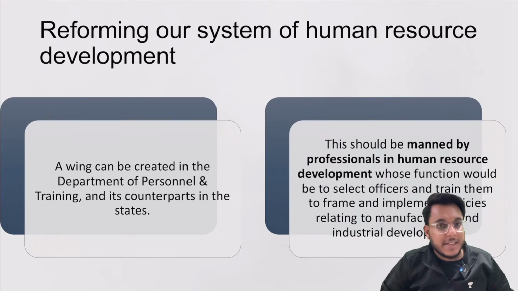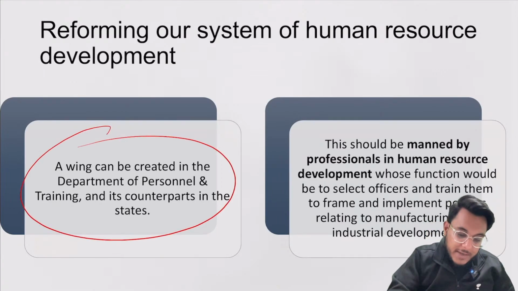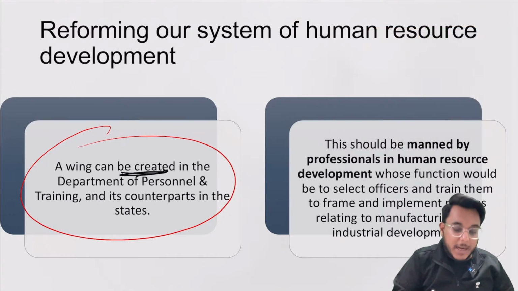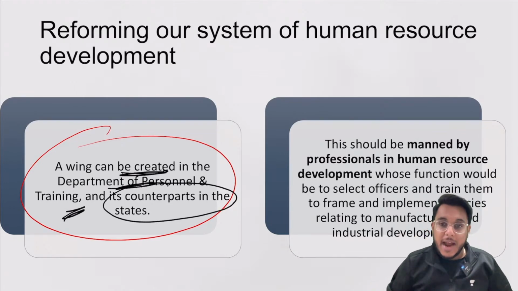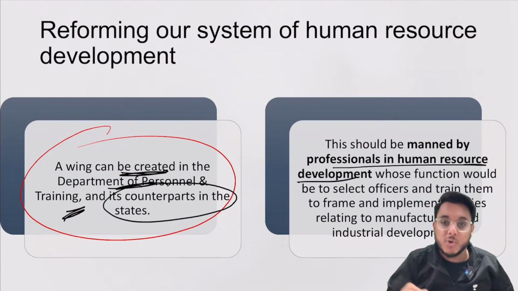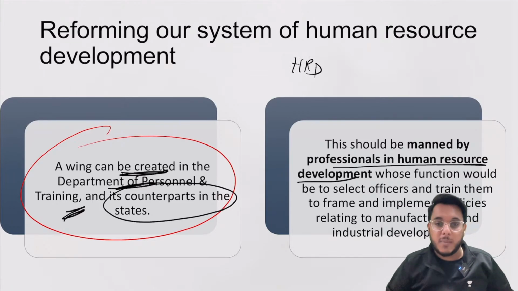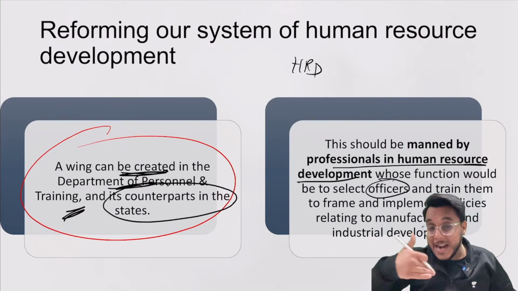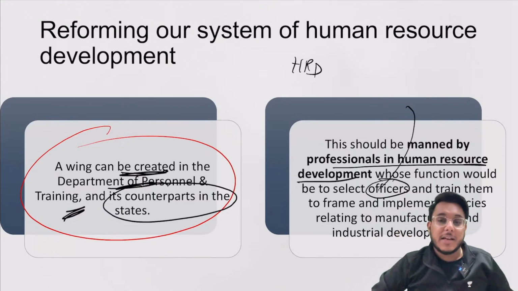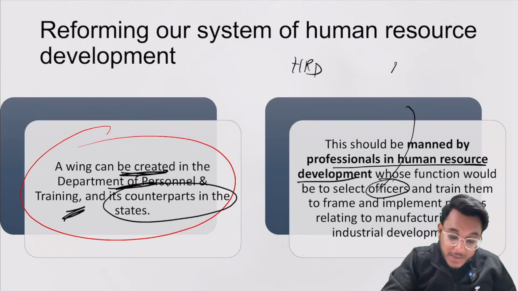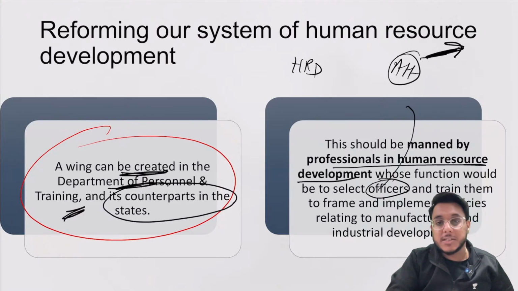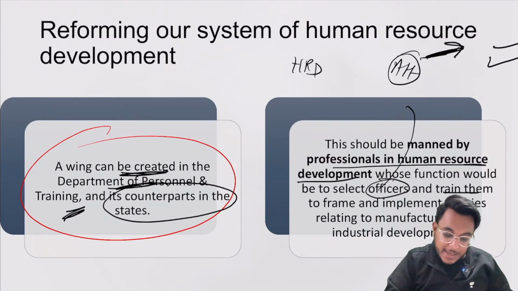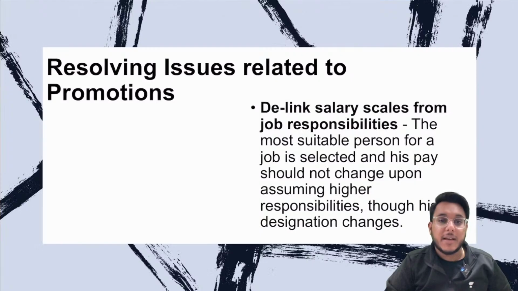In this direction, guys, certain suggestions have been given. Number one suggestion is that we need to create a wing. A wing can be created in the Department of Personnel and Training, and a wing can be created as well in the states. And this wing should be manned by professionals in human resource development, and these HRD managers should select the officers who have the attitude that they can bring a change in the ease of doing business environment. The civil servants having such attitude will be picked, and then they will be trained to implement the policy, to ensure how the ease of doing business for the manufacturing sector and how industrial development is to be brought.